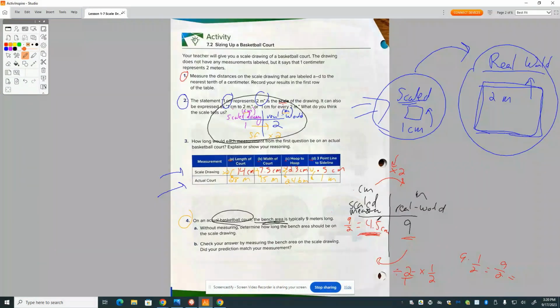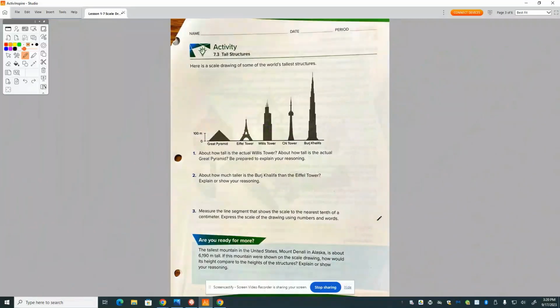Now that we've finished activity 7.2, let's turn the page and see what the next activity is. So here are some scale drawings of the world's tallest structures. We have the Great Pyramid, Eiffel Tower, Willis Tower, CN Tower, and Burj Khalifa. Question 1 is asking us how tall is the actual Willis Tower, and about how tall is the actual Great Pyramid. Now, all we have to be able to do so is this little scale drawing.